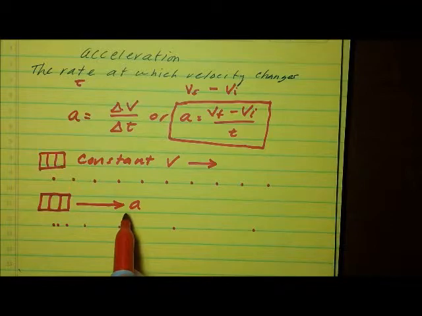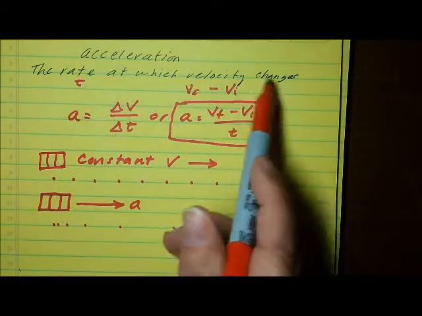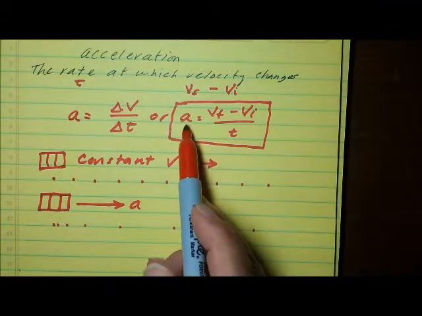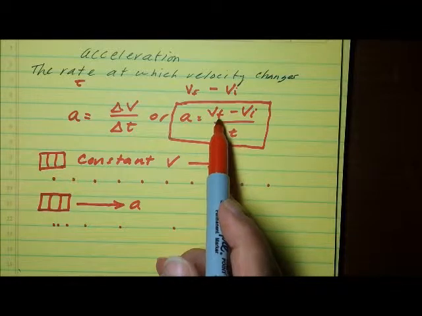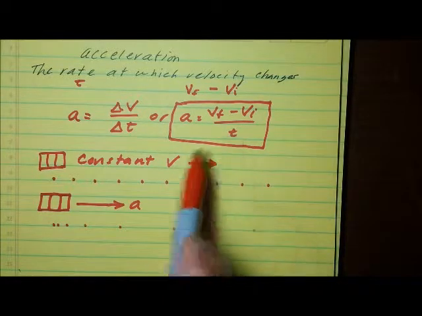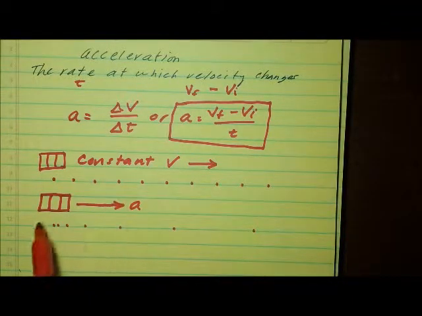So what we want to remember is, define acceleration: the rate at which the velocity changes. Remember the acceleration equation: acceleration equals final velocity minus initial velocity divided by time. Don't forget the difference between constant velocity and acceleration.